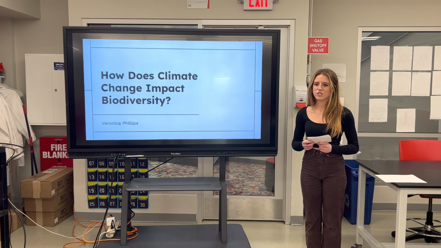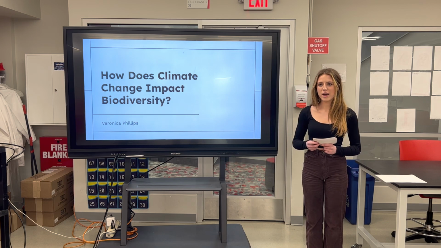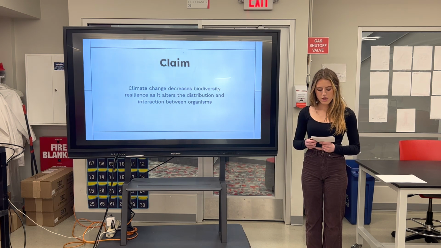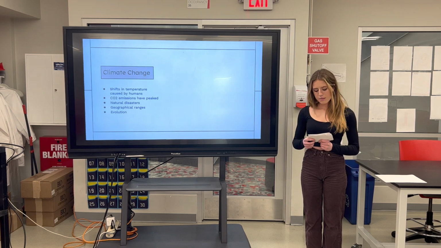My investigative question is, how does climate change impact biodiversity? Climate change decreases biodiversity resilience as it alters the distribution and interaction between organisms. Climate change refers to the long-term shifts in temperature and weather patterns, mainly caused by humans due to the release of greenhouse gases such as CO2, which pollute the atmosphere.